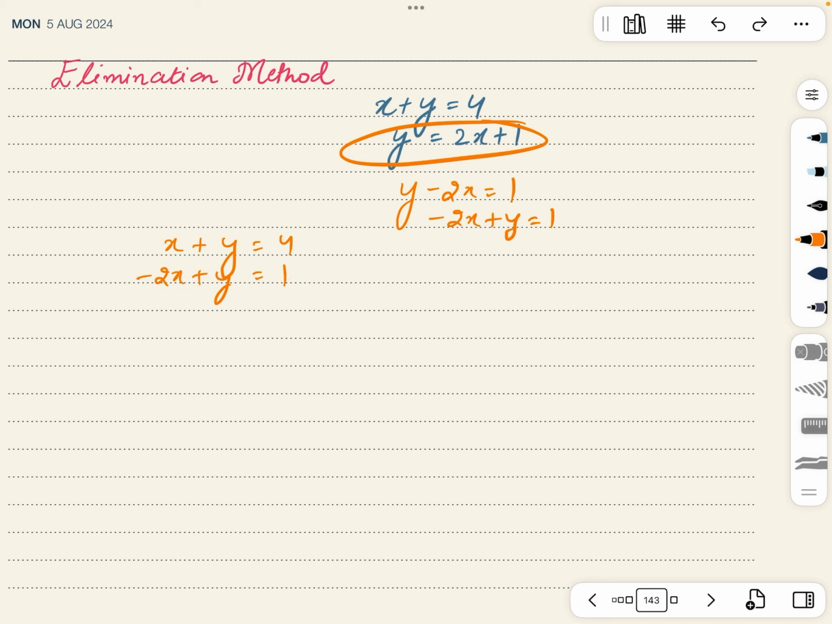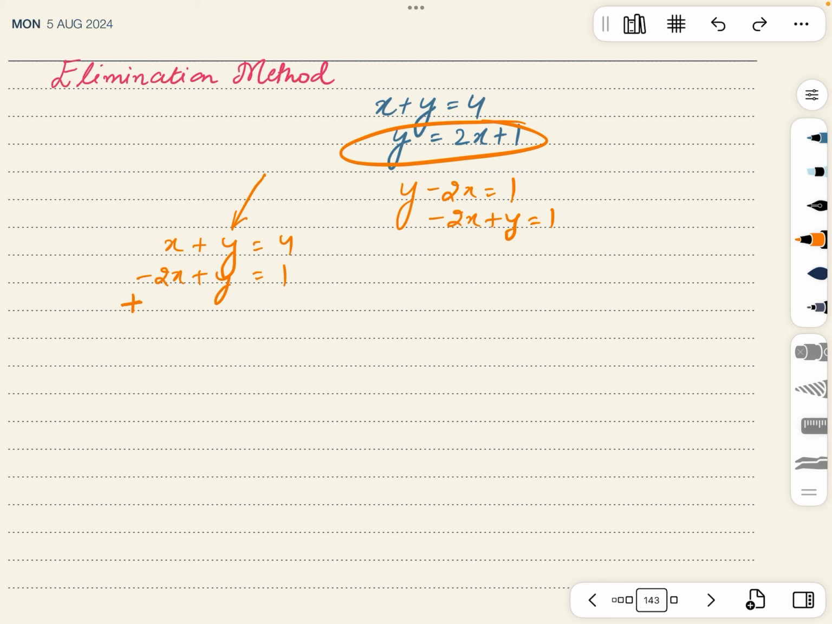The requirement is you need to eliminate any variable from here. So you need to have equal coefficients for that variable. So here for y, I am having plus 1 as a coefficient. My task is about complete. So I'll just take away the bottom equation from the top equation.